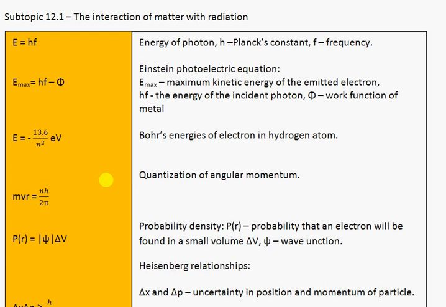The interaction of matter with radiation. Energy of a photon equals the Planck constant multiplied by the frequency of the light. Maximum kinetic energy of an electron escaped from metal after illumination equals the energy of the photon minus the work function of the metal. Quantized energies of an electron in the Bohr model of the hydrogen atom are given by this formula, where n is 1, 2, 3, 4. n1 is the ground state and n2 is the first excited state.